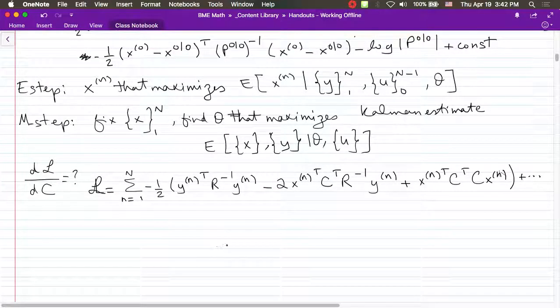Okay, so I need to show you how to take derivatives of this with respect to this matrix. This is a scalar quantity, right? The likelihood is just a number. And so I can write this in terms of the transpose of this. So this is the same as minus 2 y of n transpose R minus 1 C x of n.